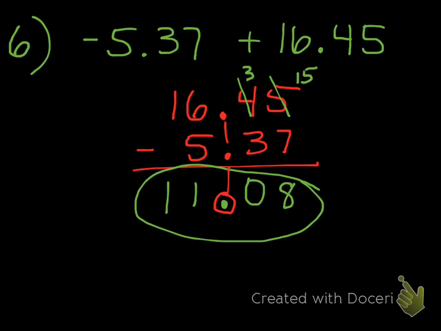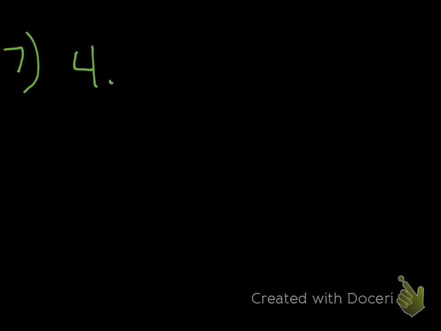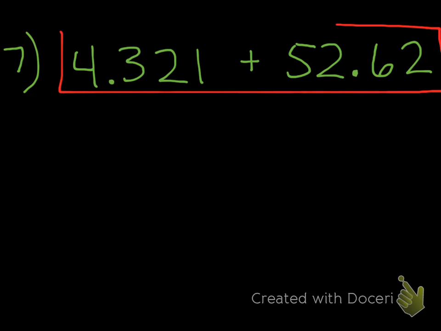Alright, let's move on to number 7. Number 7 is very similar, except what we'll see here is that the decimals don't look exactly like money, but that's okay because we can still add them. There's no negative symbols, so we know we just can start with the 4.321 and add it to the 52.62. But again, when you're rewriting this, line up your decimals.